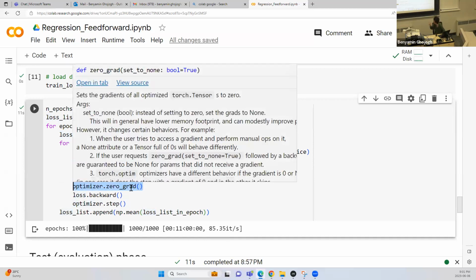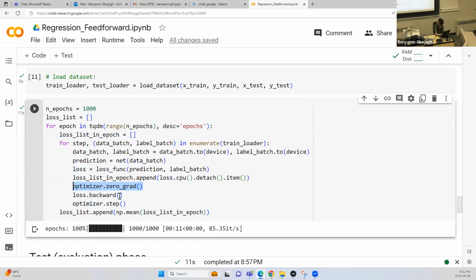So I have the loss, and then optimizer.zero_grad. Why do I do that? This is important in PyTorch. Before every iteration of optimization, you need to make the previous gradient zero and get rid of the history of the gradients. Otherwise, you will have issues and it will not be accurate. So zero_grad is important not to forget.